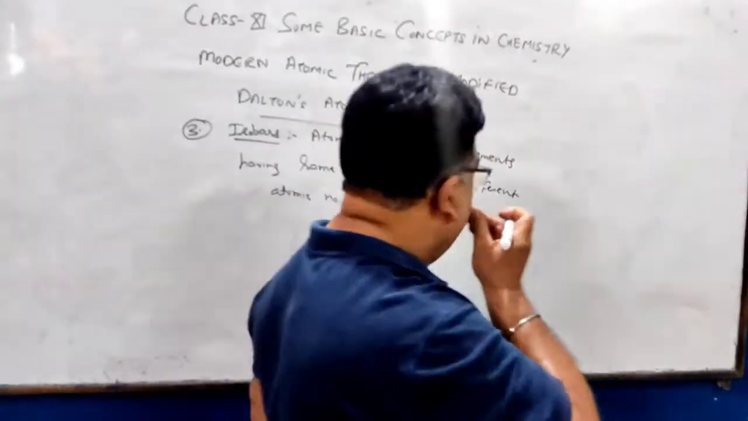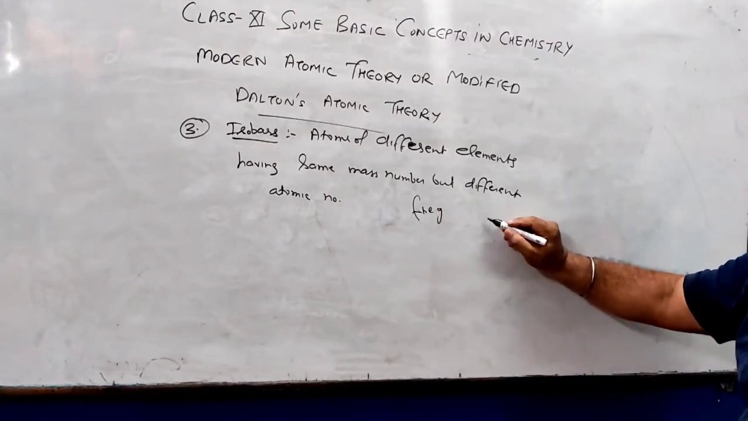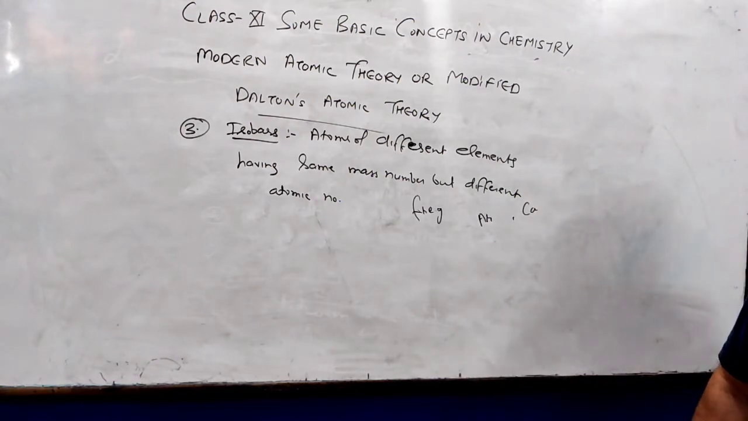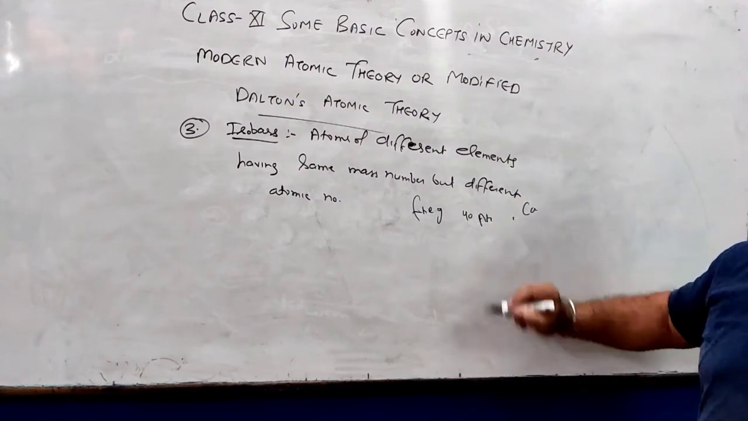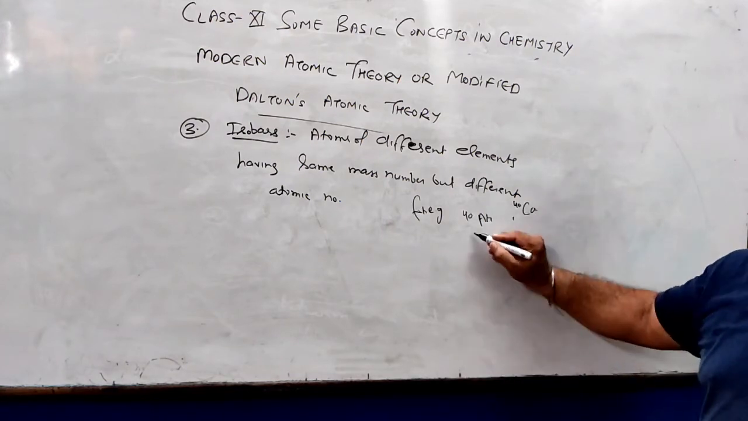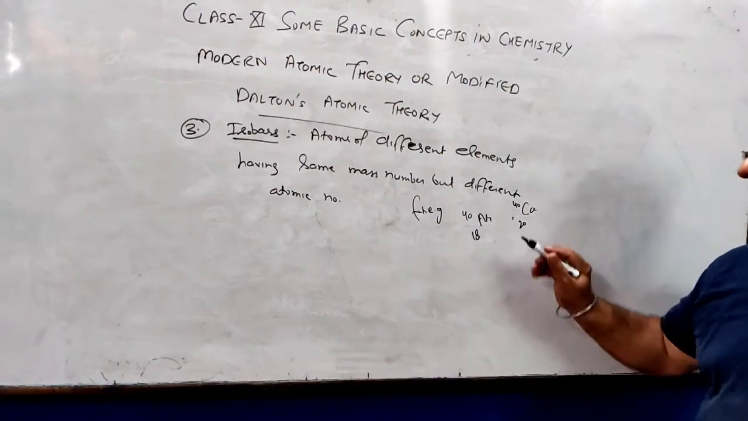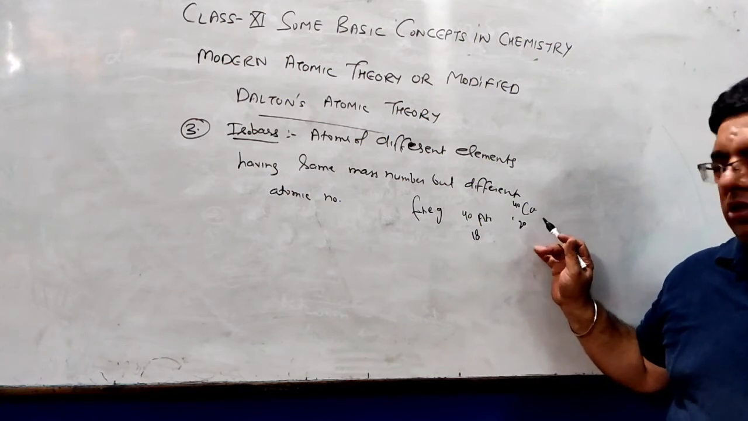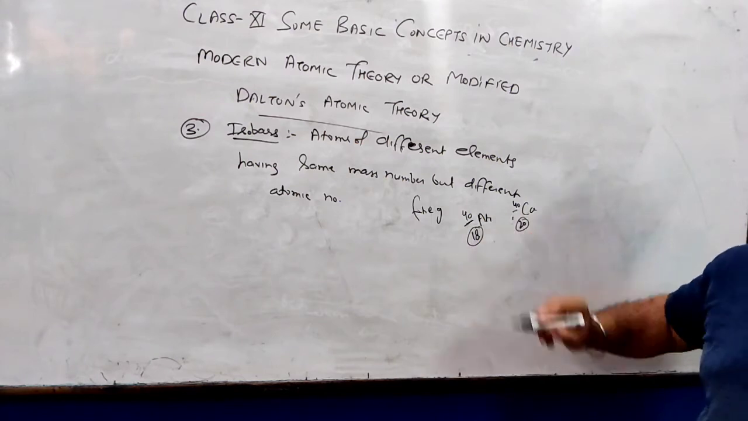For example, I am giving one pair of example. One is argon and the second one is calcium. The mass number of argon is 40. The mass number of calcium is also 40. The atomic number of argon is 18 and atomic number of calcium is 20. So these two are the atoms of different elements, one is of argon, second is of calcium. They are having different atomic number 18, 20 and they are having same mass number.